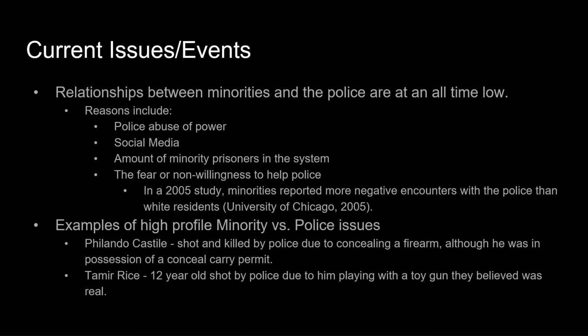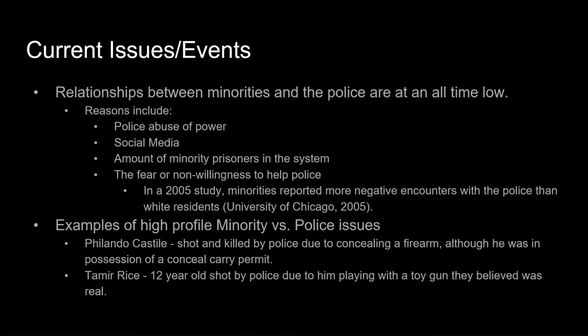Another reason is the amount of minority prisoners in the system. Some people can say that the criminal justice system is skewed against minority groups, and the minority groups view the prison system as a great example of that, with the high percentage of prisoners being members of minorities. And also the fear or unwillingness to help police. Many of these minority communities are taught from when they're young that police abuse power a lot, and that as a minority member you can face these issues very frequently. This was proven in a 2005 study done by the University of Chicago. They reported that minorities within the study reported more negative encounters with the police than the white residents did.